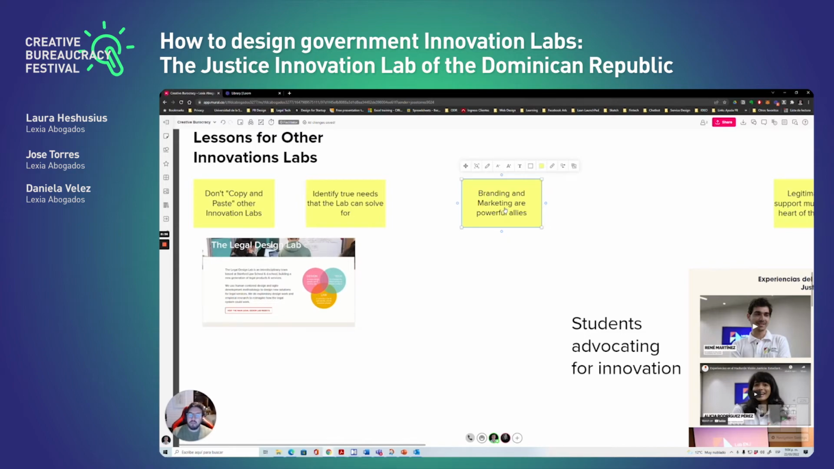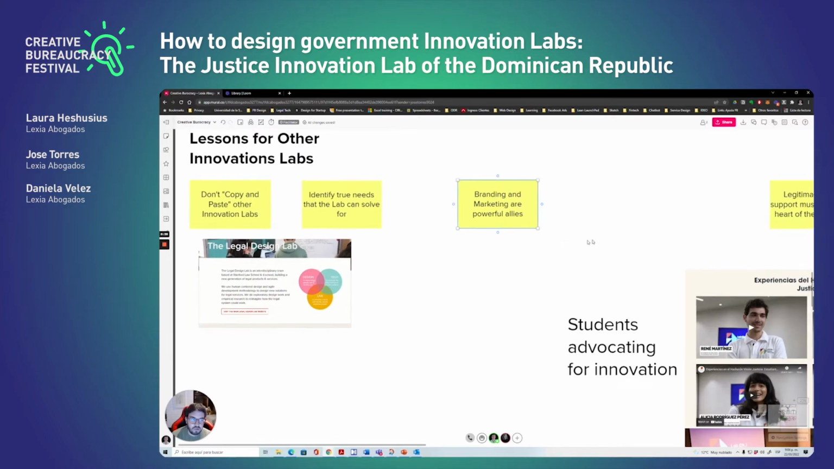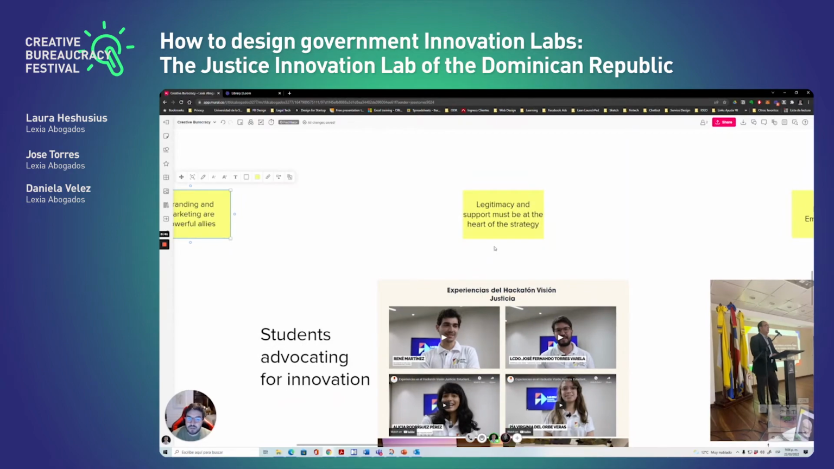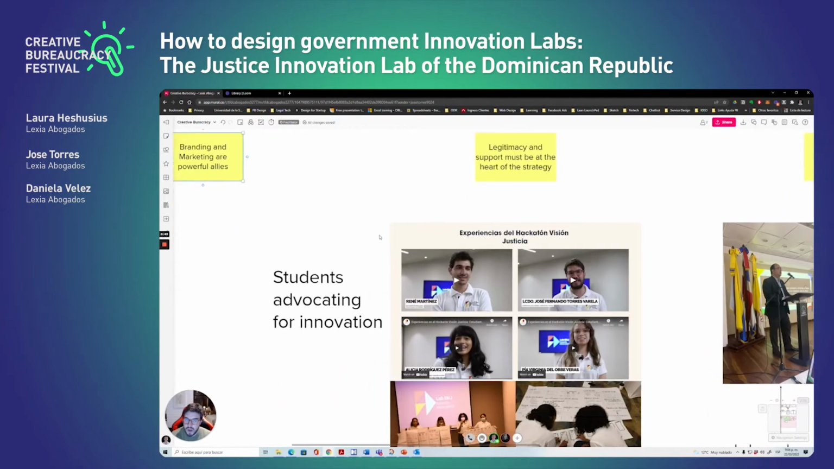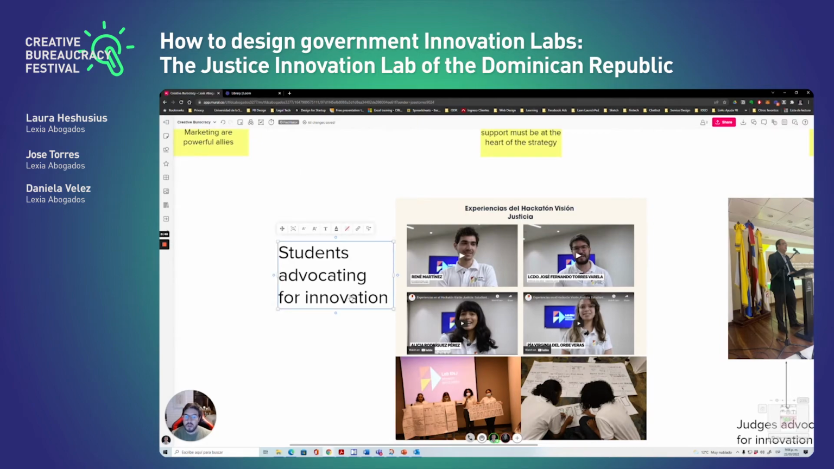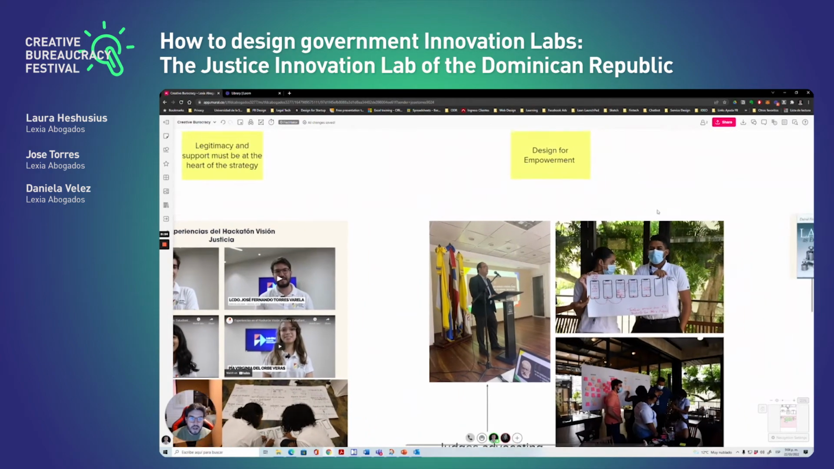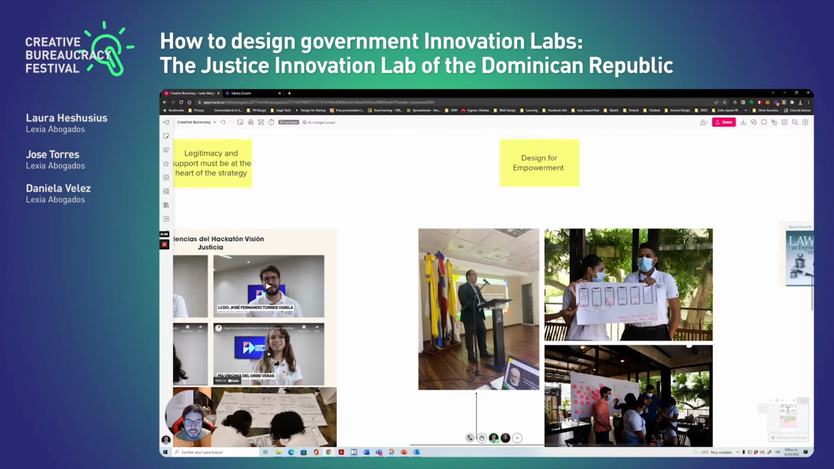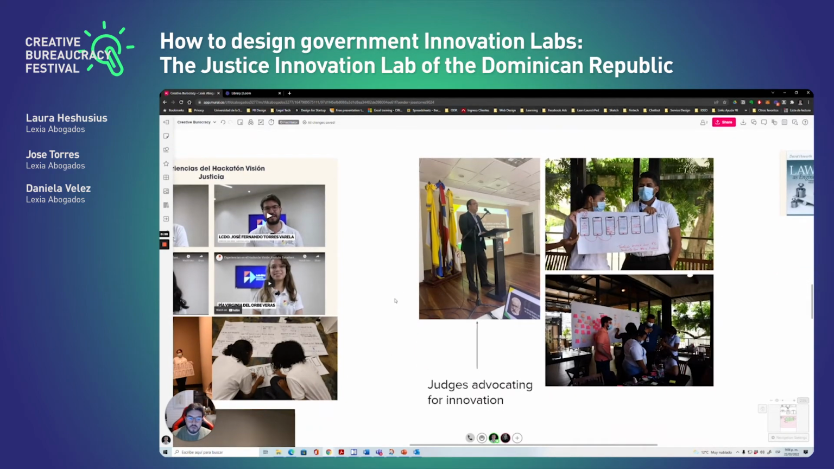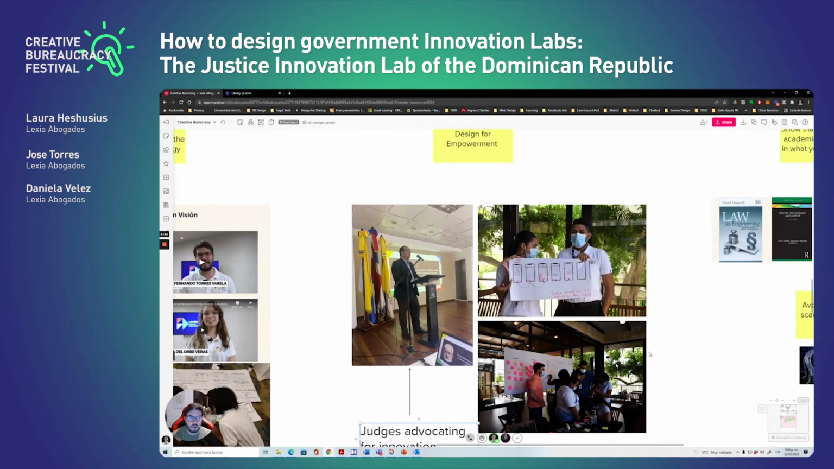Branding and marketing are very powerful allies for labs. You have to get it right. Legitimacy and support must be at the heart of the strategy. So everything that we did was designed to make sure that we would get advocates. So students advocating for innovation, judges using design tools. Another lesson, we were designing for empowerment. We wanted all of the other stakeholders to move forward. So for instance, one of the judges that participated with us is now a major advocate for innovation and access to justice in academic circles, which will bring more legitimacy, more empowerment, that will strengthen our movement.